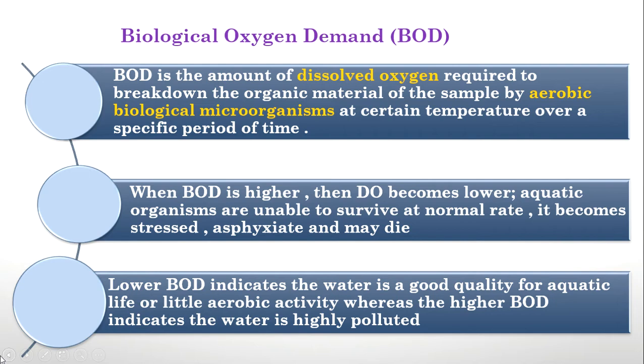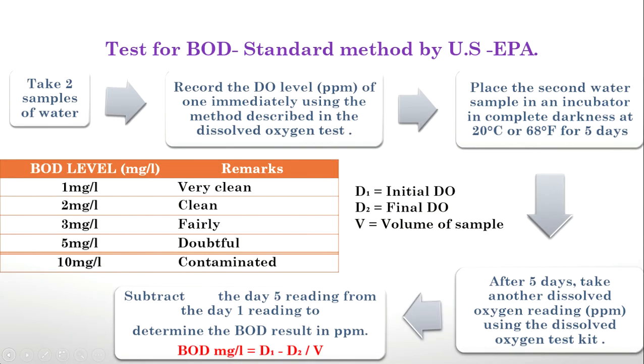When BOD is lesser, that means a sufficient amount of oxygen is there and demand is less. So it is good for all the organisms in water. So lower BOD indicates the water is of good quality. And BOD is a very important term, biological oxygen demand.